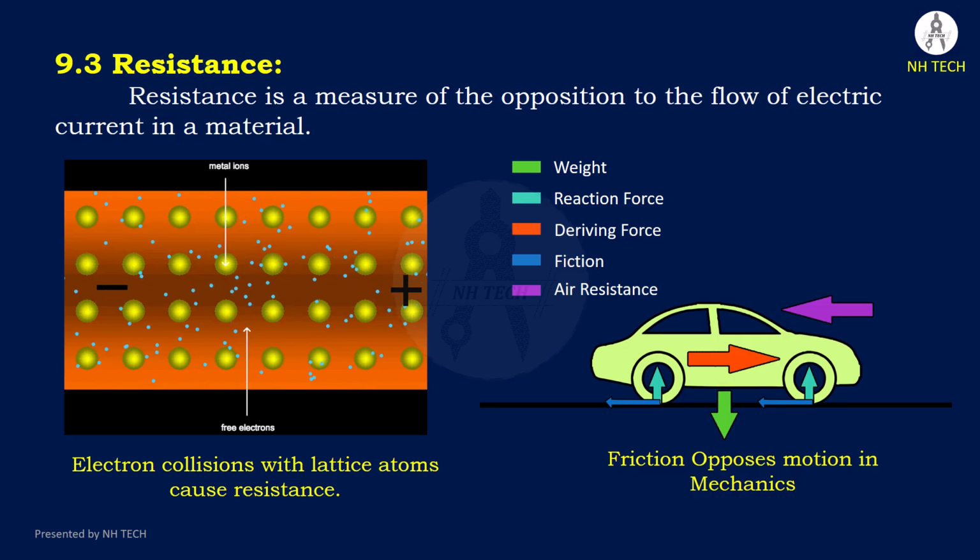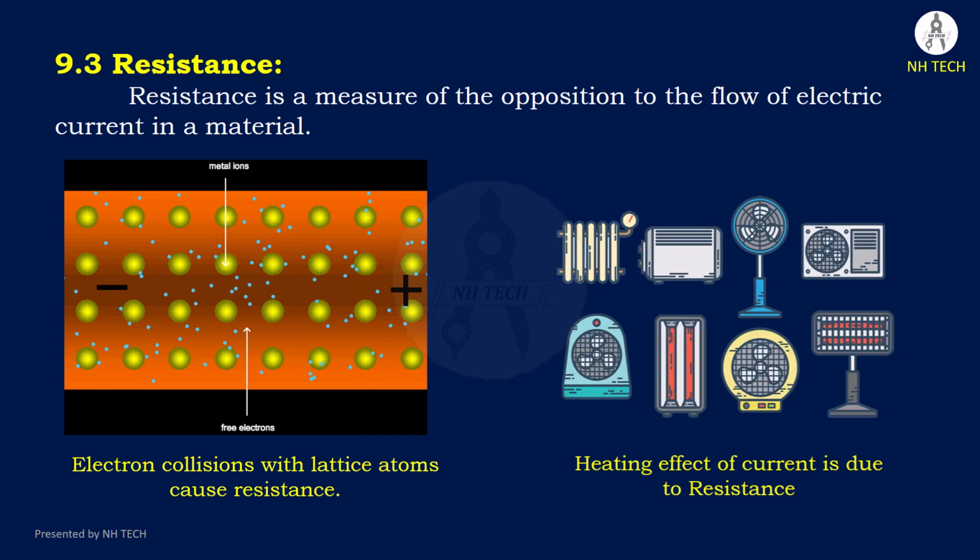Similarly, when current flows through a resistor, the resistance opposes the movement of electrons, and some electrical energy is converted into heat. This heating effect is actually useful in appliances like electric heaters, irons, and geysers, where heat is the desired output.